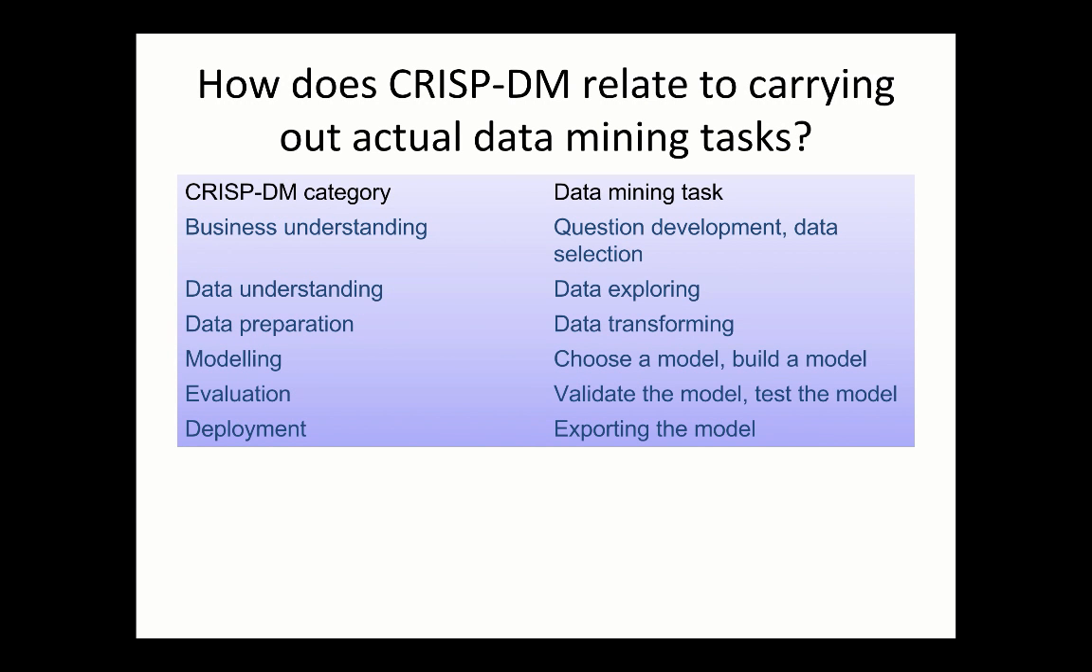The CRISP-DM process relates very well to specific data mining tasks. For instance, business understanding relates to developing questions about the data and data selection. The data understanding step is where we explore the data. The data preparation step is where the data is transformed. The modeling step is where we choose and build a model. The evaluation step is where we validate and test our model. Finally, deployment is where we export the model.